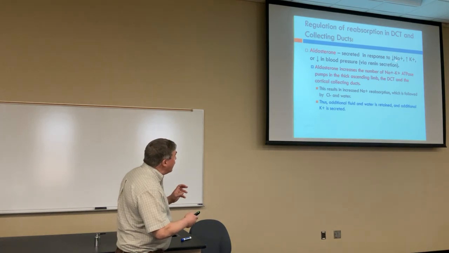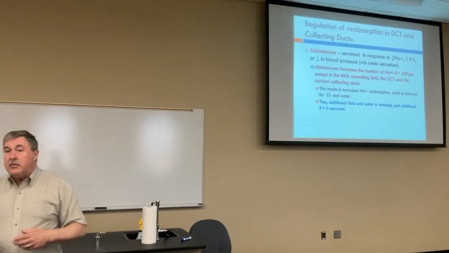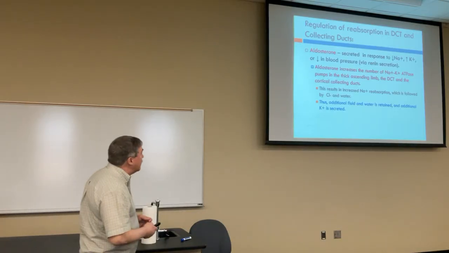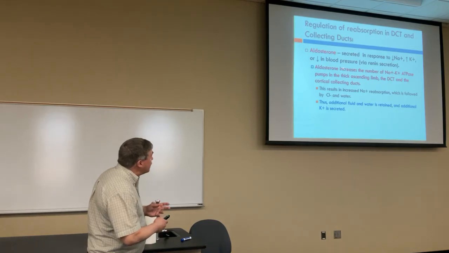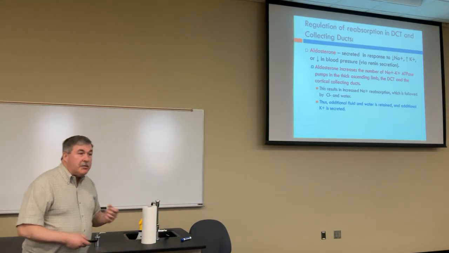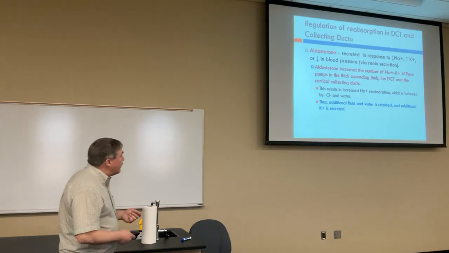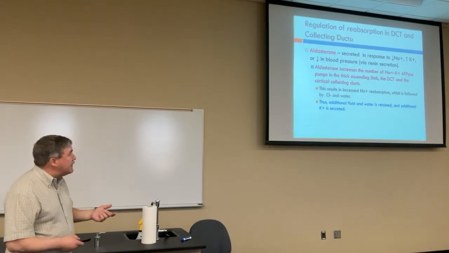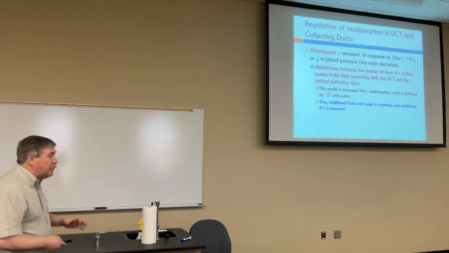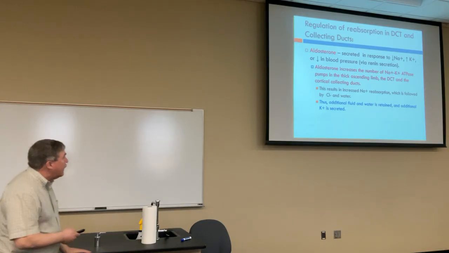But drops in sodium, as well as increases in potassium, can directly stimulate the release of aldosterone from the adrenal glands, the adrenal cortex. And so what that does, aldosterone increases the number of sodium-potassium ATPase pumps in the basolateral membrane of the cells that make up the walls of the thick ascending limb, the distal convoluted tubule, mostly the proximal portion of the distal convoluted tubule, and the cortical collecting ducts.